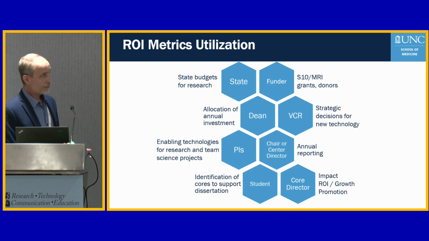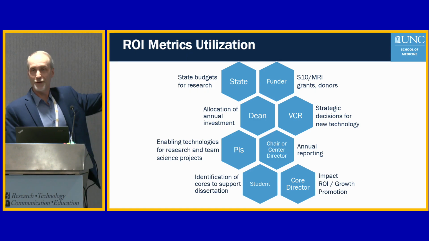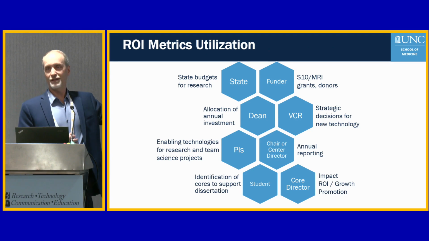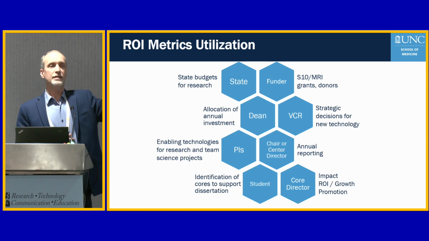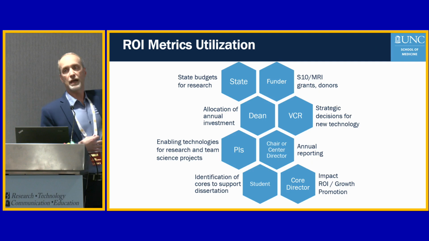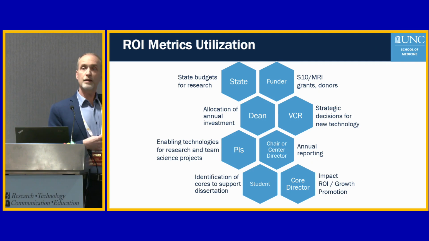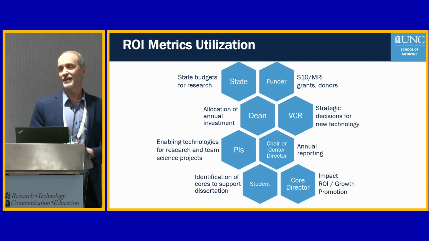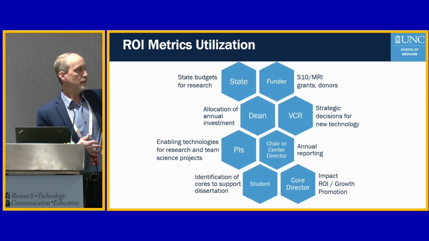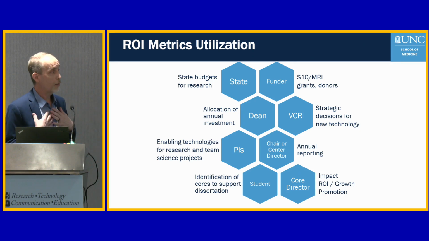So students, obviously, they're using our cores in their dissertation research, right? And so if they can see a bunch of papers that were published using the high-throughput sequencing facility, they know that's where I need to go to get my sequencing done. And so the papers that are published and that we're identifying actually helps the students with their education.